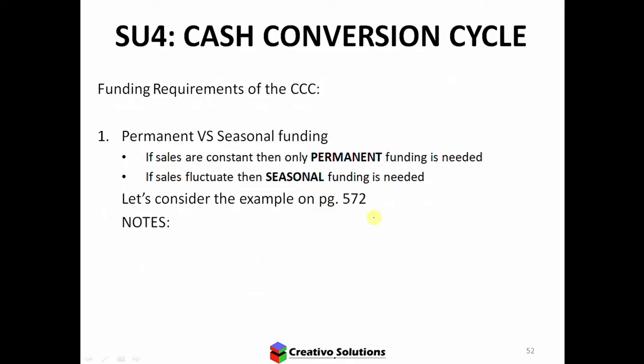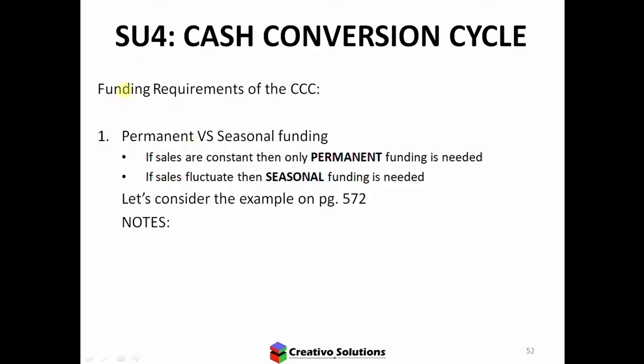The nice thing about Triple C is it's going to come up as a working. So if you have the formula, if you've got those equations, it's literally just a matter of reading the information and pulling out the correct components. In other words, the time. How long does it take you to pay the creditor? How long does it take you to collect from the debtor? And how long does it take you to sell your inventory?